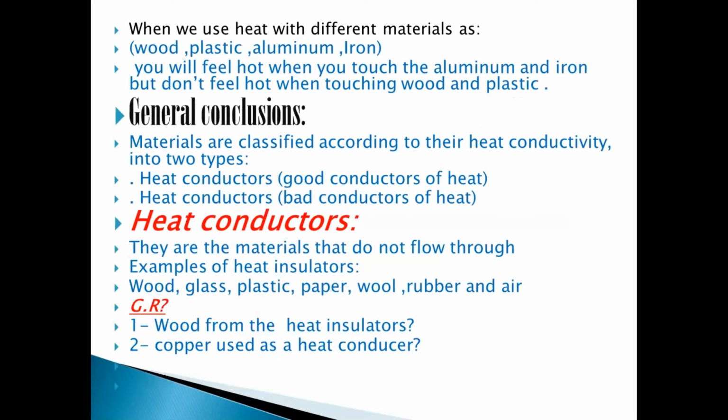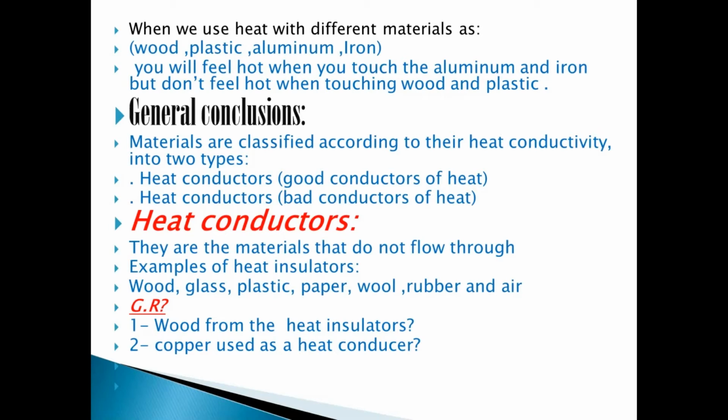Finding some materials that heat flows through means that there are materials that heat cannot flow through. Logically, when we know that some materials are good conductors of heat, that means there are other materials that are bad conductors of heat. Like what? Like wood and plastic, which can't let heat flow through them. Okay.